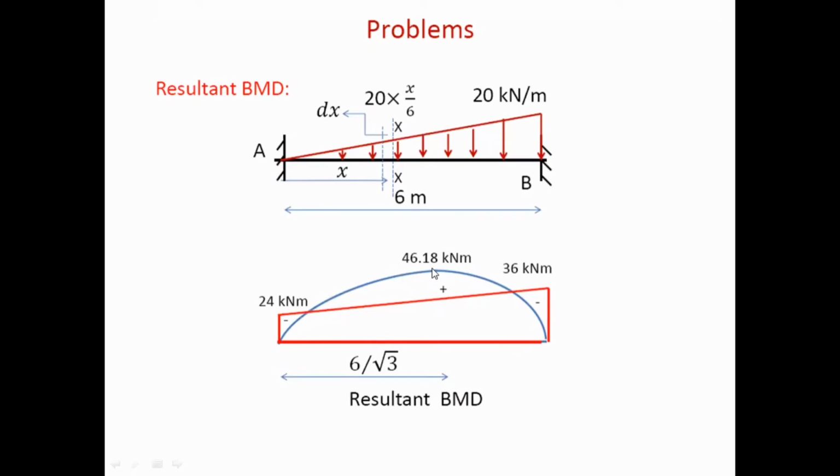This 46.18 is from this red line, this total value. However, only this part is effective. So how much is this value? We will have to find it using calculations. I do not suggest drawing BMD by overlapping.